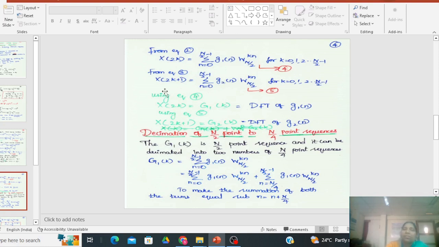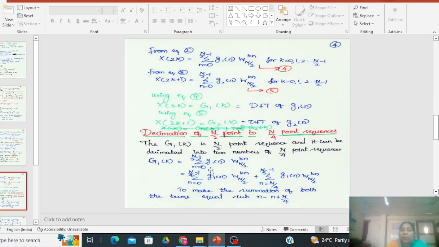The next stage is we have to decimate the N by 2 point sequence into N by 4 point sequence. That means when you substitute N equal to 8 here, we have to decimate the 4 point sequence into 2 point sequence. Now we have to consider g1 of k as a base equation here, because g1 of k is an N by 2 point sequence, we have to decimate into N by 4 point sequence. Now let us consider g1 of k as summation n equal to 0 to N by 2 minus 1 g1 of n W_N power N by 2 power kn.